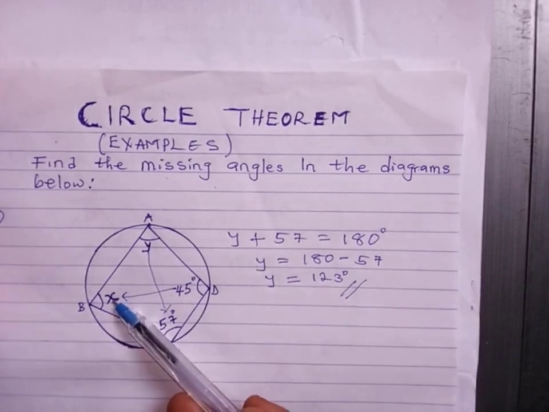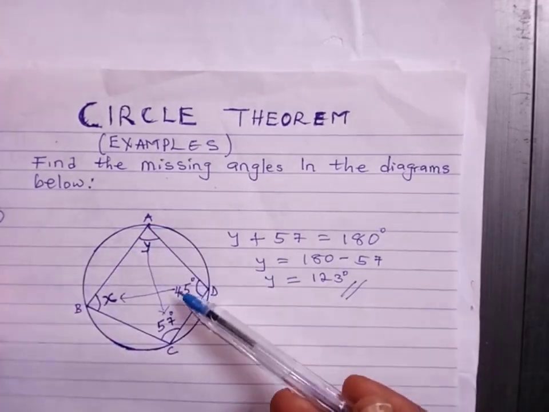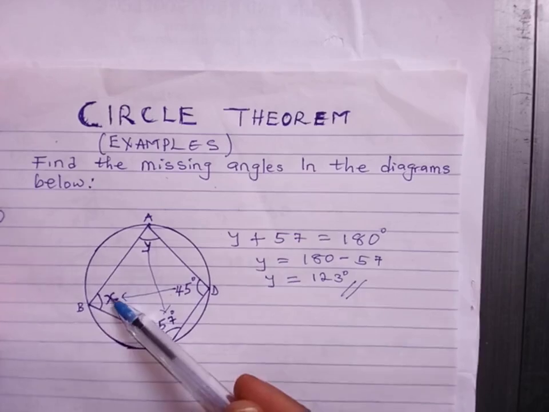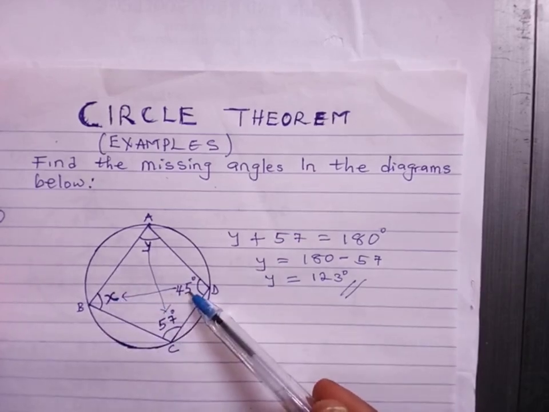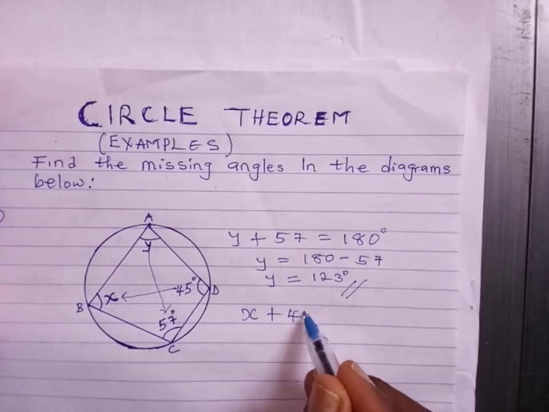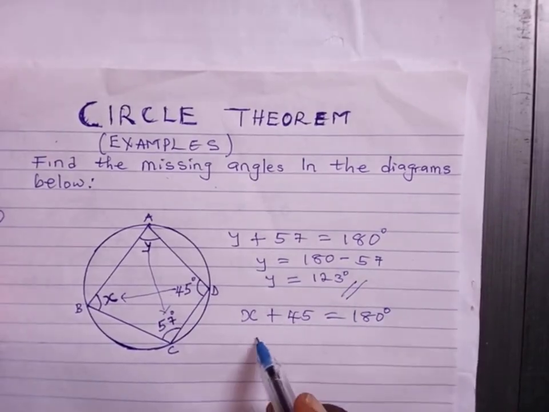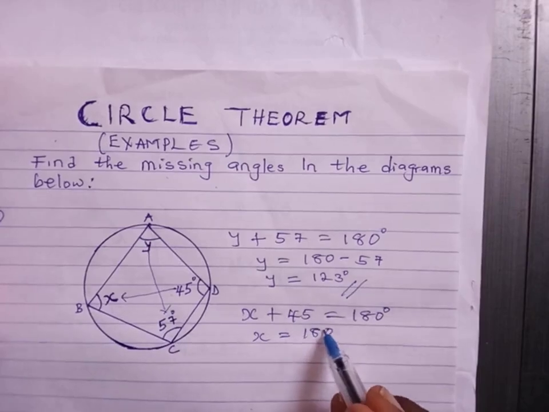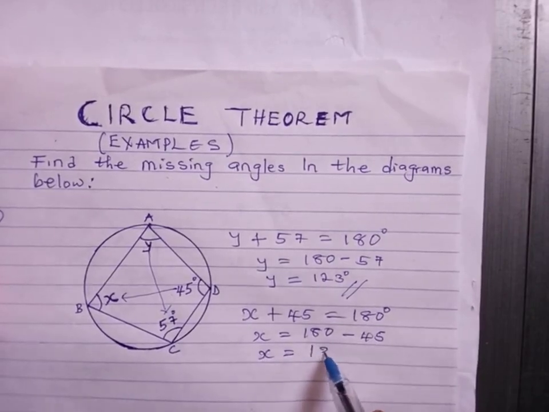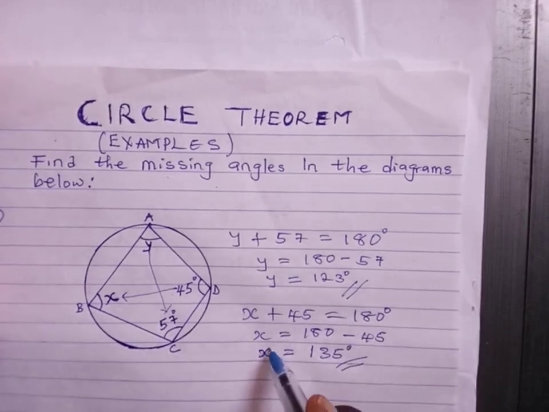Alright, what about X? Following the same rule, the rule is saying that when you have a cyclic quadrilateral, the sum of the opposite angles will be equal to 180 degrees. So it means that X plus 45 equals 180 degrees. So we can easily find our X. That is X plus 45 degrees is equal to 180 degrees. That is our supplementary angles. Then X is equal to 180 minus 45 degrees. And my X then is giving me 135 degrees when you carry out the subtraction. So this is basically what you have as the value of X.